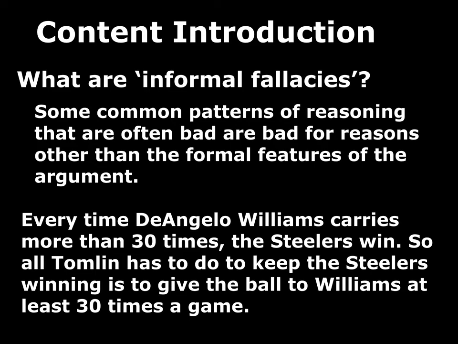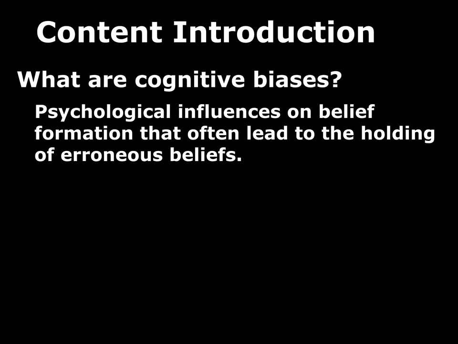So that's going to be the second topic, chapter 5, these informal fallacies. And I think altogether we're going to look at 10 or 12 different informal fallacies. The third topic, chapter 6, the last topic, is cognitive biases. And these are psychological influences on belief formation that often lead to people holding erroneous beliefs, just believing false things.